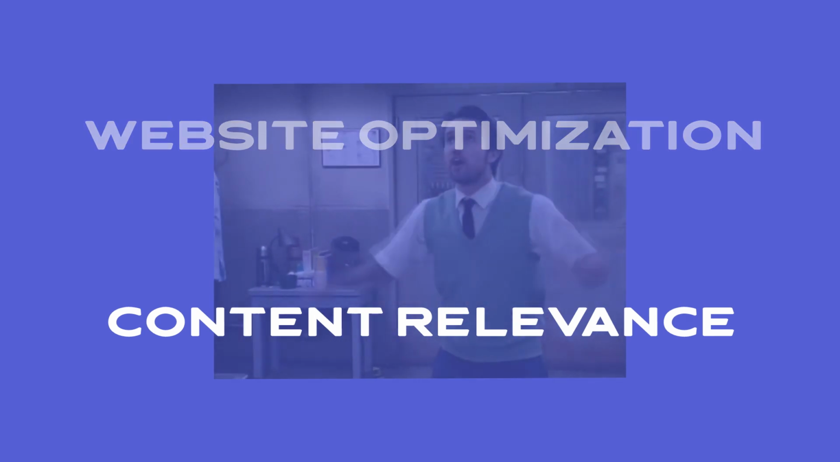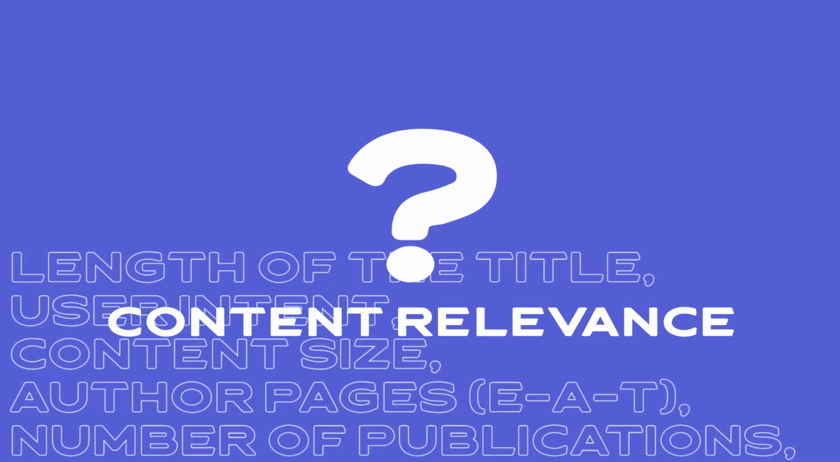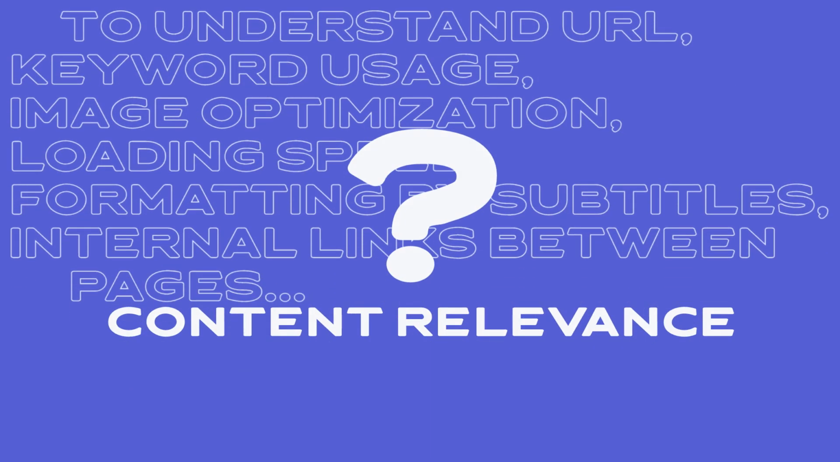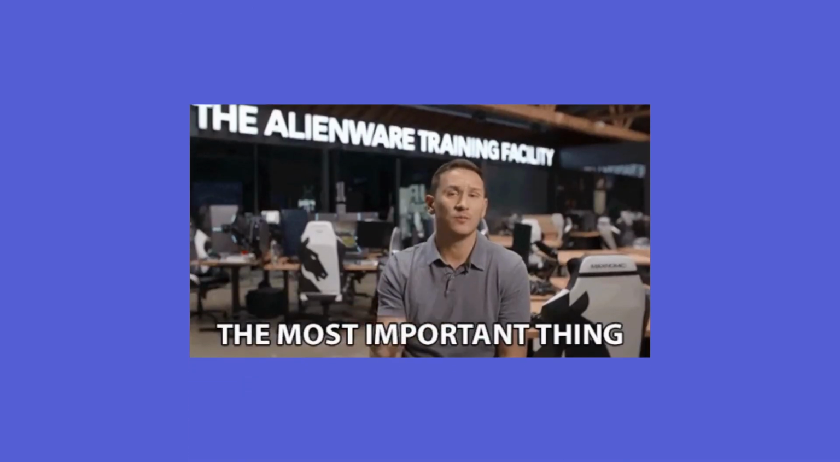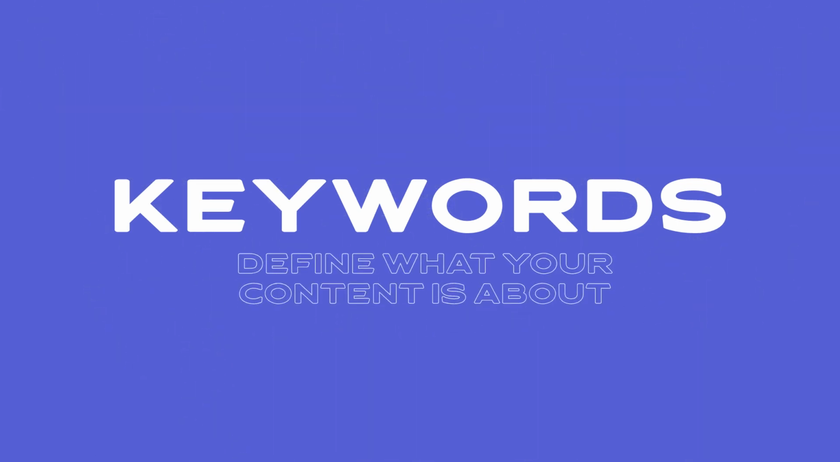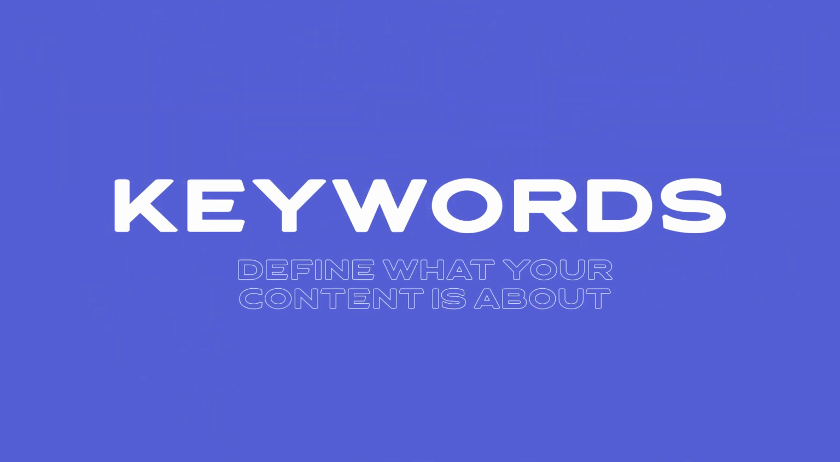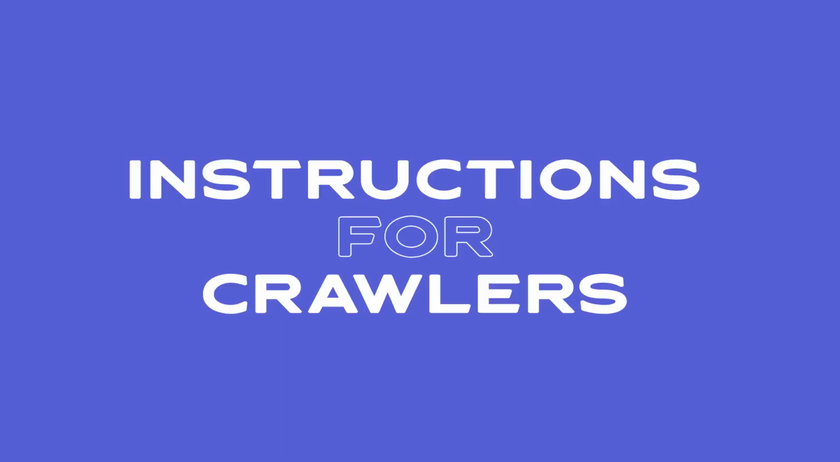Search engines can know if what your website offers is important or not thanks to several nerdy things that, luckily, we don't need to explain in this video. However, it is crucial that you know the most important one: keywords. Keywords are ideas and topics that define what your content is about. They are the words and phrases that users enter into search engines to find what they are looking for, also called search queries. Think of it as instructions for crawlers.